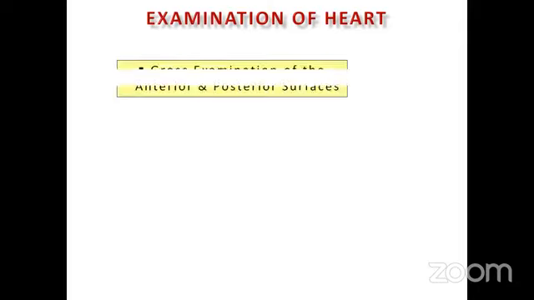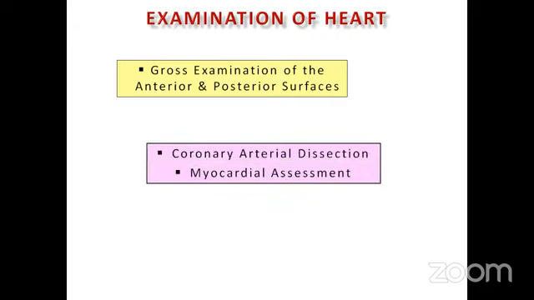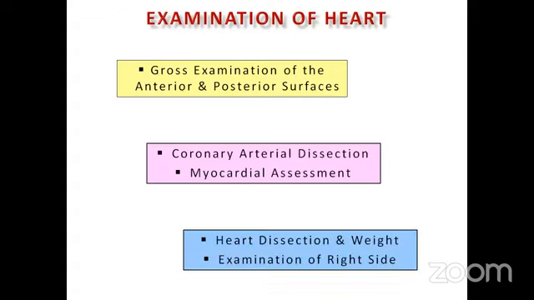Now, to recapitulate certain points which were covered in the previous 3 sessions, the first session was devoted to gross examination of the anterior and posterior surfaces of the heart. In the second session, we saw something about coronary arterial dissection and myocardial assessment. And in the third session, we went on with the cardiac dissection, the cardiac weight, and then saw the examination of the right side of the heart.